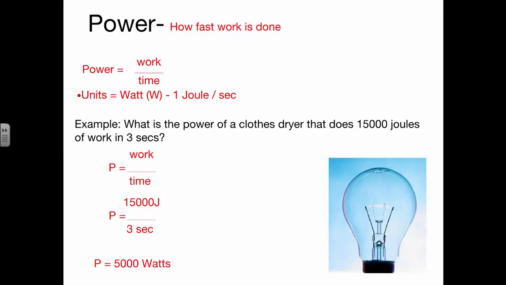A watt is just a unit of power. So if you have a light bulb that is a certain wattage, what the wattage is really telling you is how much energy it's consuming per second. A higher wattage light bulb consumes more energy.